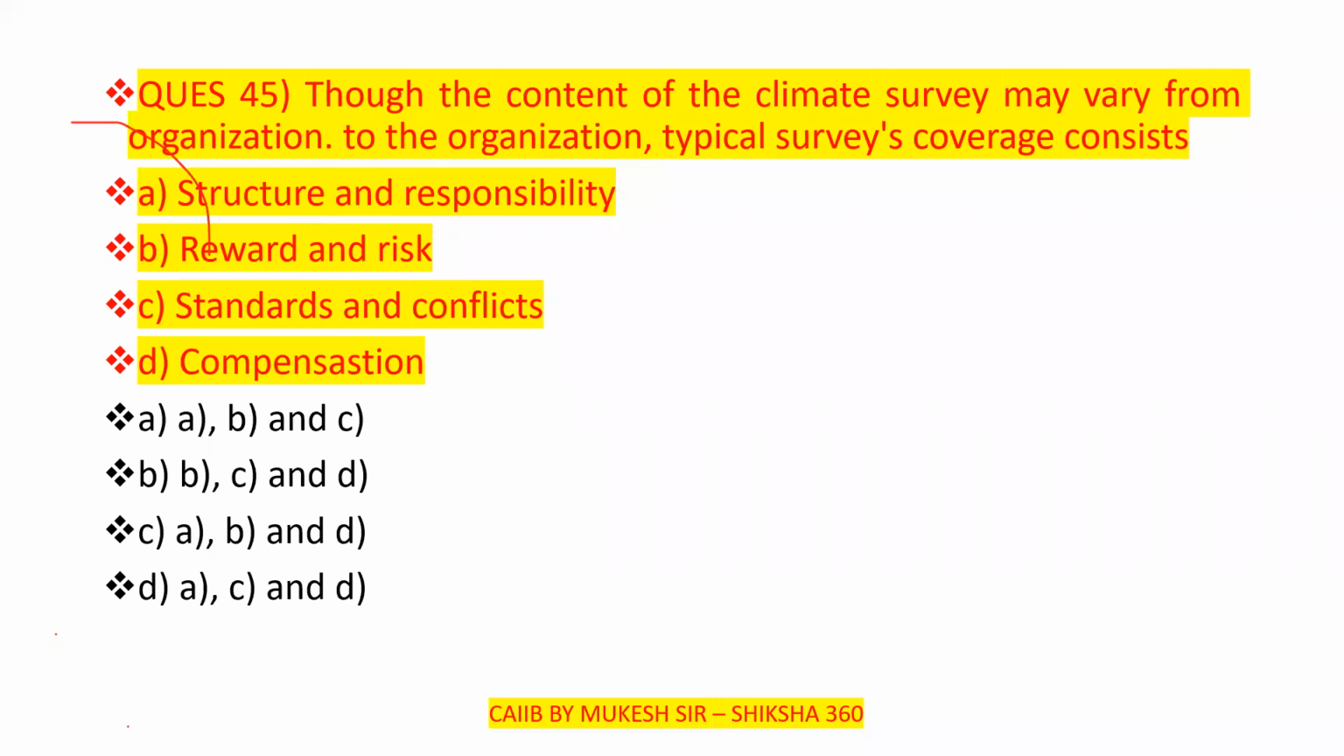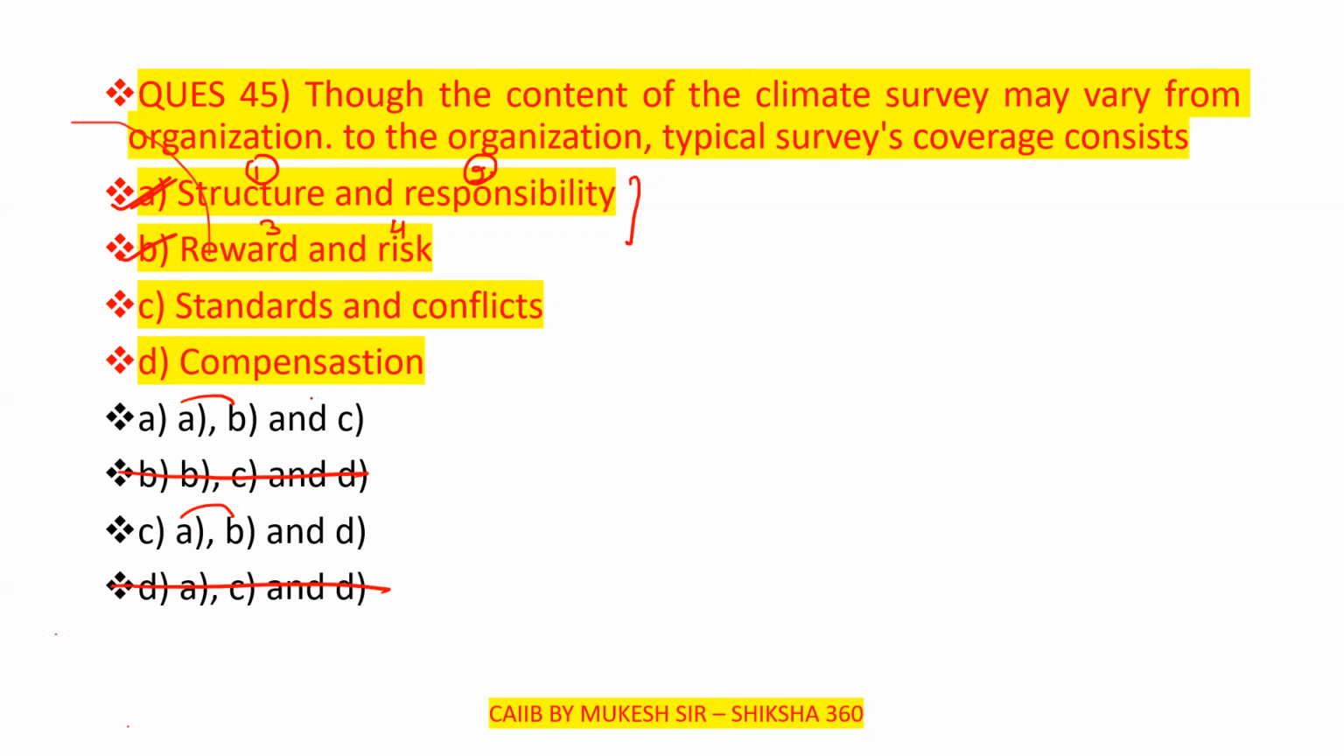Option A, structure and responsibility. Will it come under that or not? Yes, this one is the first element. Reward and risk, this also comes under that. This one is the second. So A and B must be there. This option is not the answer because A is not present there. Either C is the answer because A and B are available there, or D is not the answer.